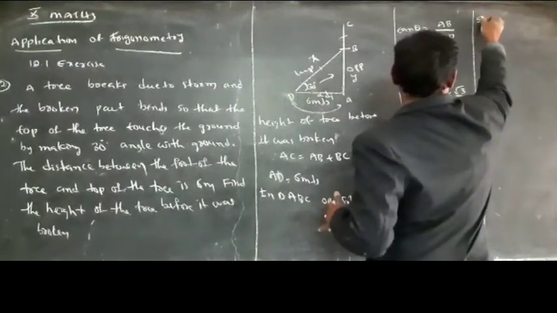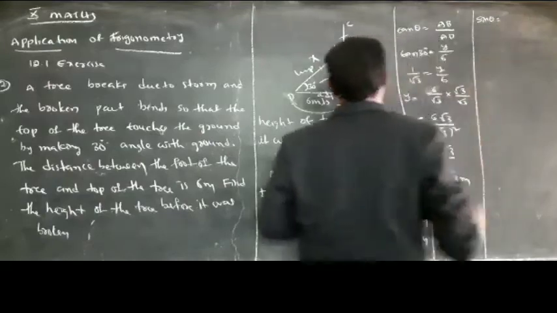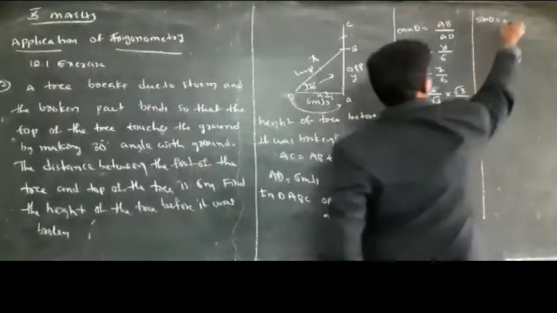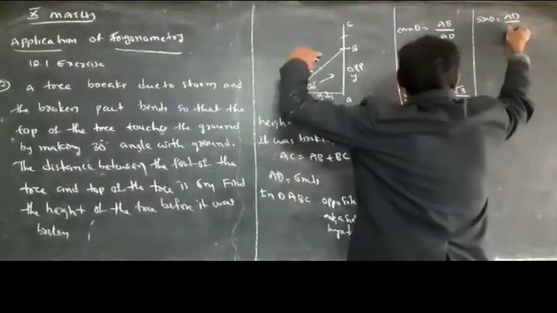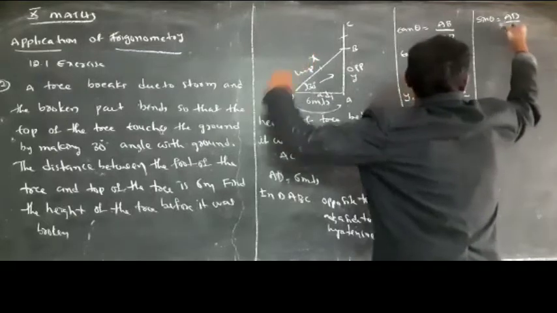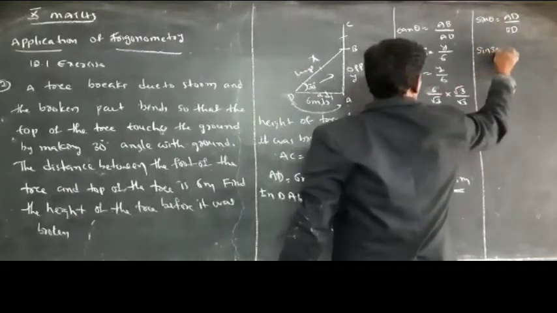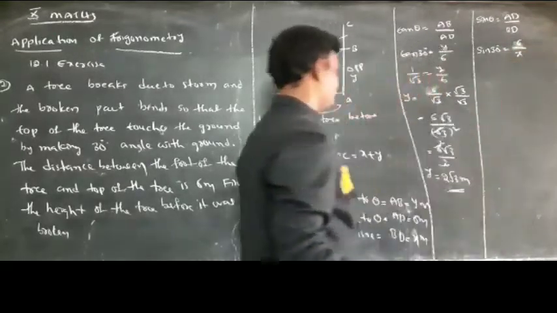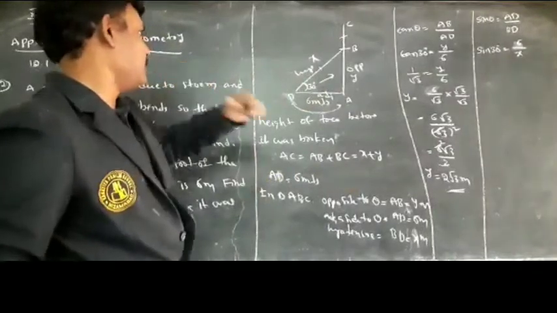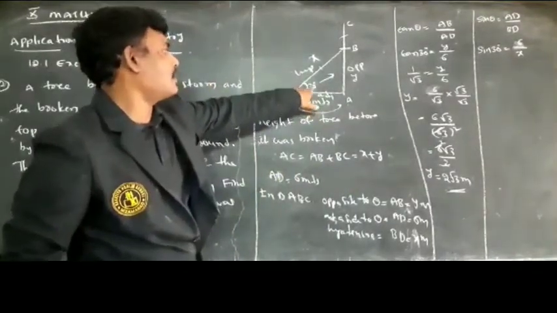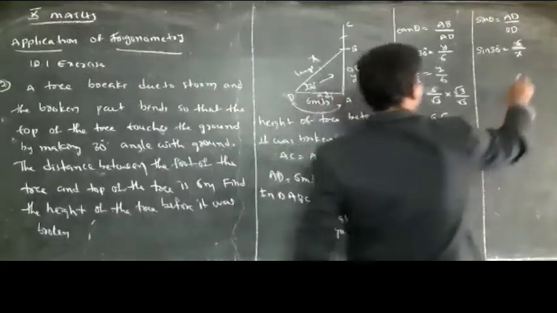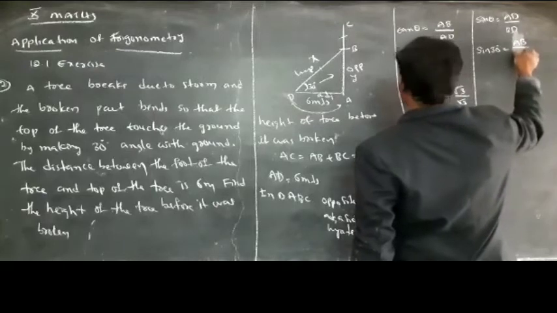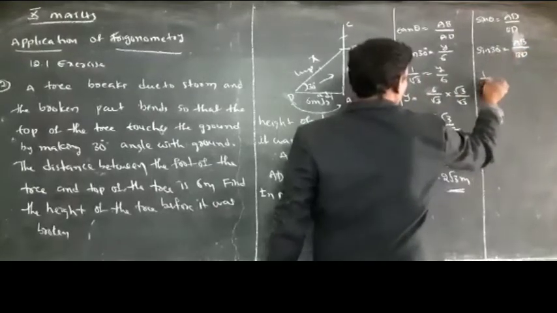Next I am going to apply sin theta. What about sin theta? Opposite side to theta by hypotenuse. Here what is the opposite side? AB, by hypotenuse is nothing but BD. Sin theta means sin 30 degrees is equal to AB by BD. Sin 30 means 1 by 2.